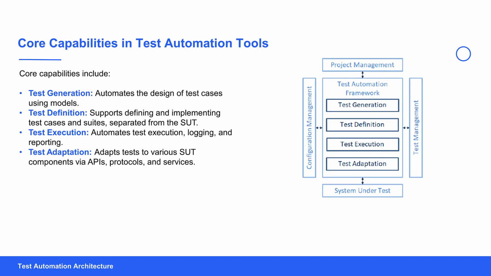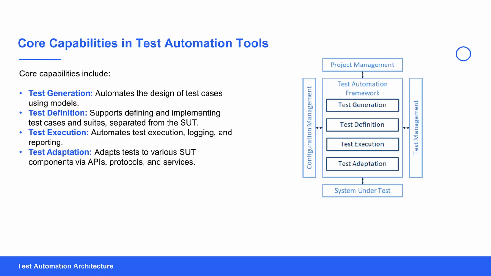Building an effective test automation architecture involves integrating several core capabilities, each provided by specific tools within the framework. The first of these is test generation. This capability is particularly powerful as it automates the design of test cases based on predefined models. By leveraging model-based testing tools, you can significantly speed up the creation of test cases, reducing manual effort and ensuring consistency across your tests. However, it's worth noting that test generation is an optional capability. It's most useful in projects where the complexity and volume of test cases justify the investment.